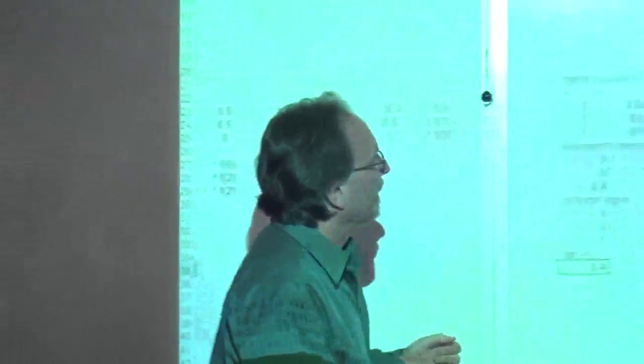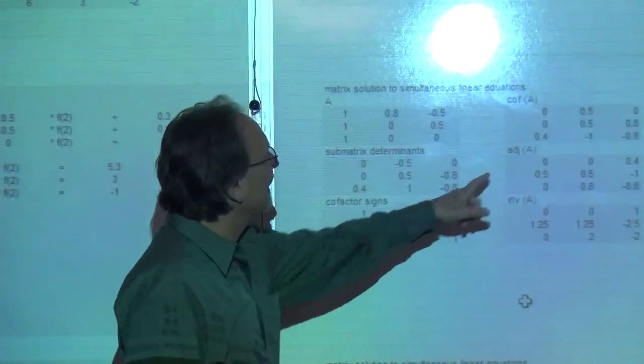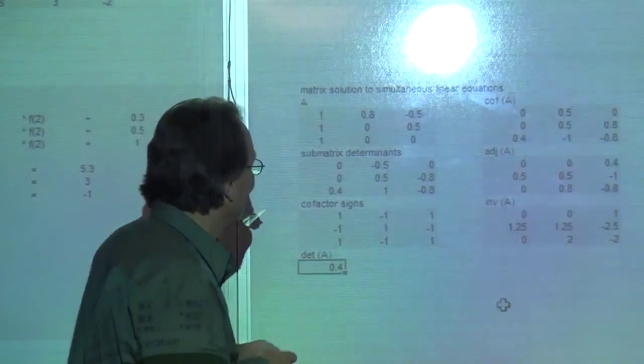So I'll insert that in here. The inverse, to get from the adjoint to the inverse again, is the determinant times each element of the adjoint. Okay.